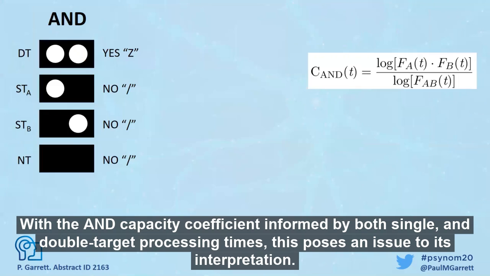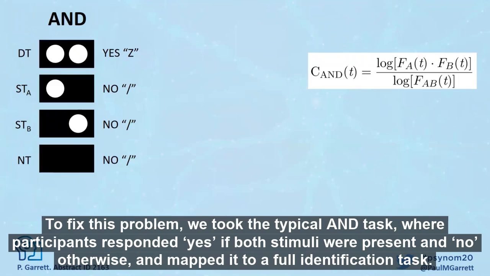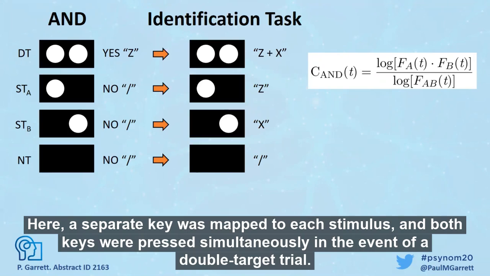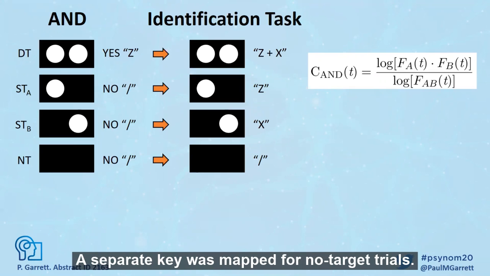With the AND capacity coefficient informed by both single and double target processing times, this poses an issue to its interpretation. To fix this problem, we took the typical AND task, where participants responded yes if both stimuli were present and no otherwise, and mapped it to a full identification task. Here, a separate key was mapped to each stimulus, and both keys were pressed simultaneously in the event of a double target trial. A separate key was mapped for no target trials.